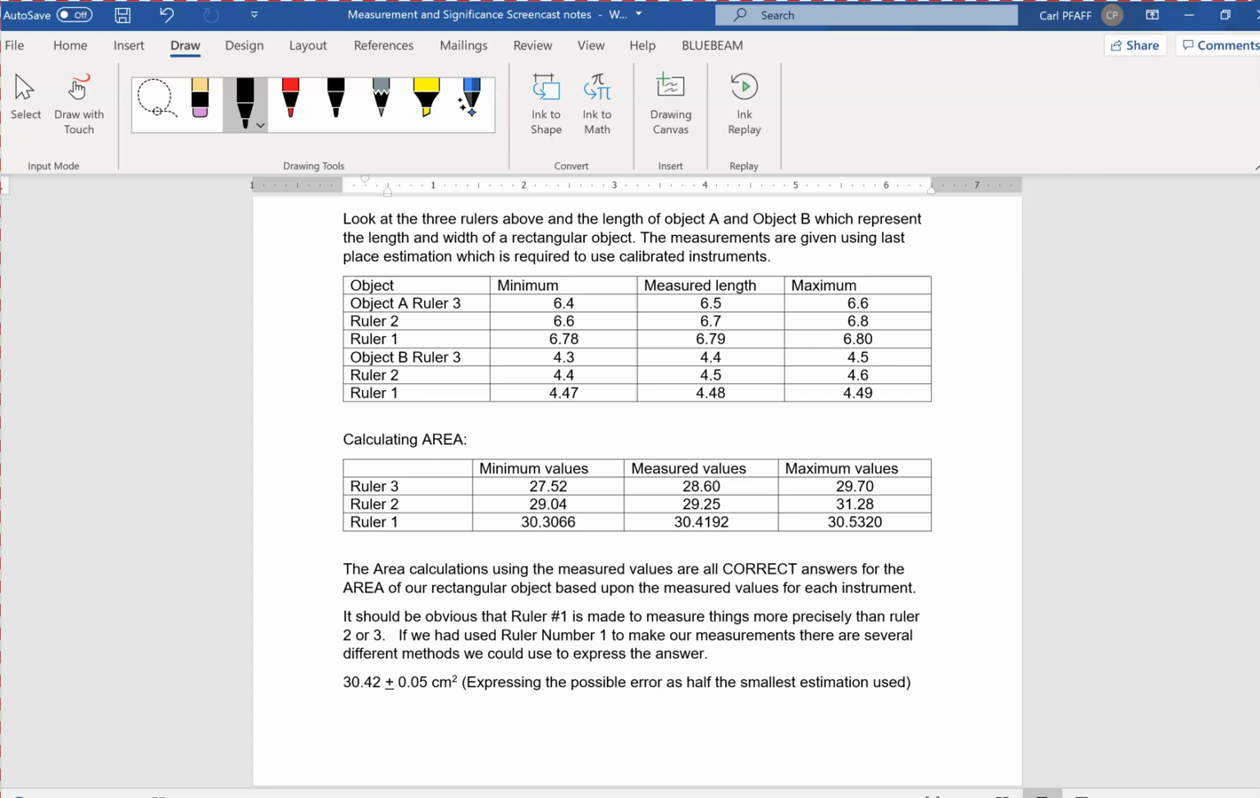And then there's a lot of different ways I could use to describe how much error is involved with that. I could use plus or minus 0.05 centimeters squared, where I'm expressing the possible error as half of the smallest decimal place that's included on my meter stick, and this should probably say 0.005, because the last decimal place was the 0.01, so I'd want half of that, 0.005.